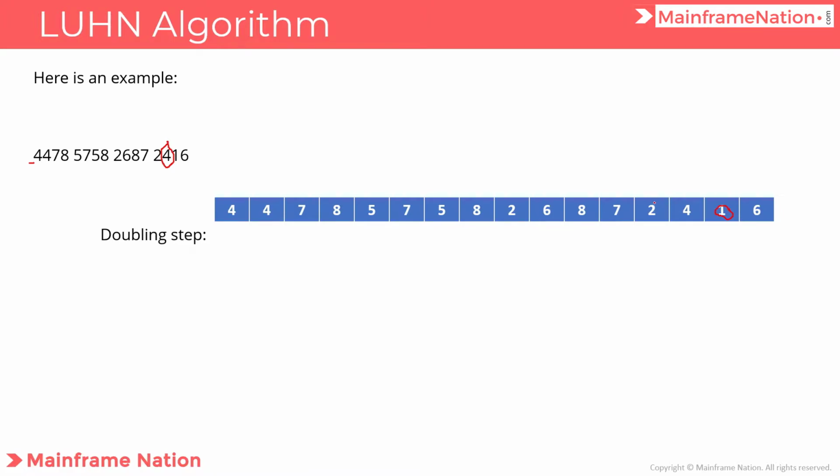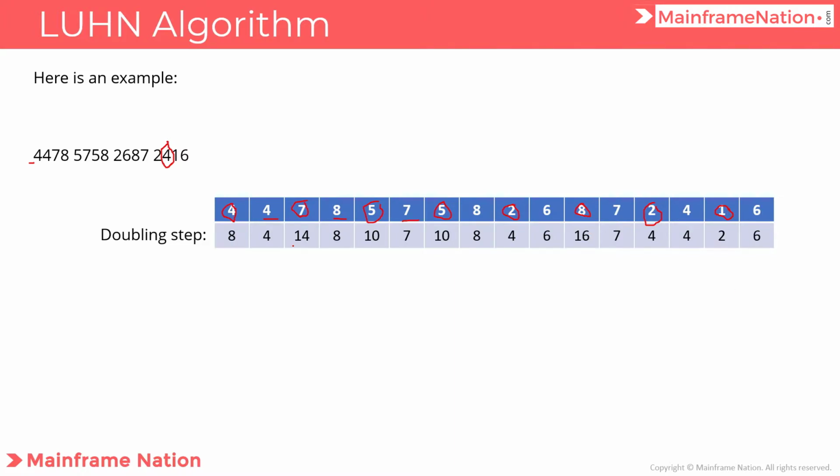So let's do the same steps. Let's double the digits. Let's double 1, 2, 8, 2, 5, 7 and 4. Double all of these digits and keep the rest as it is. So 4, 8, 7, 8 will be kept as it is. These are the digits that we get.